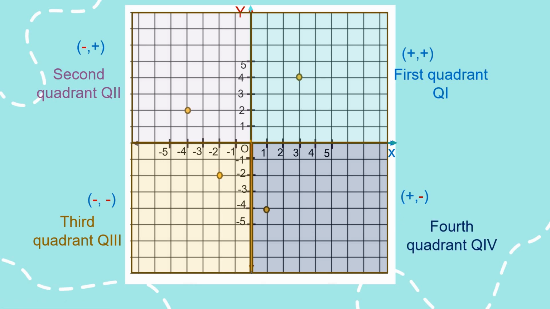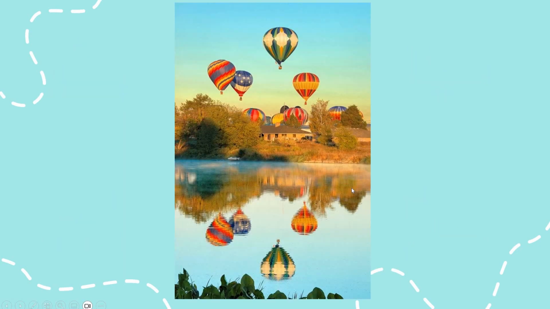Okay, so as you can see here, the quadrants start from up and right. This is the first one. Second, third, and fourth. So we go anti-clockwise. First, second, third, and fourth.